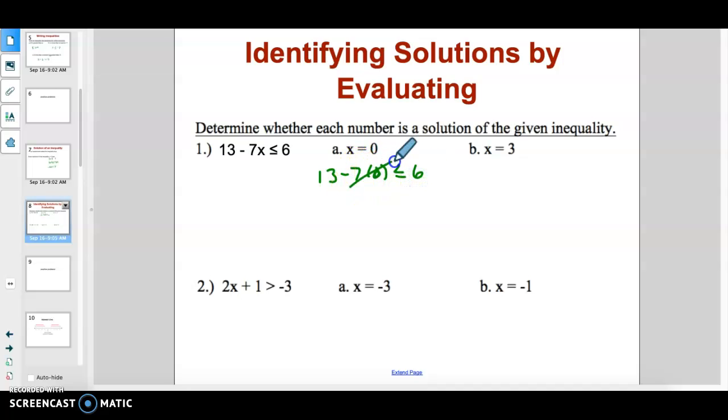7 times 0 is just 0. So we're left with 13 is less than or equal to 6. So that is not true. 13 is not less than 6. It's not a smaller number than 6. So this is not a solution.